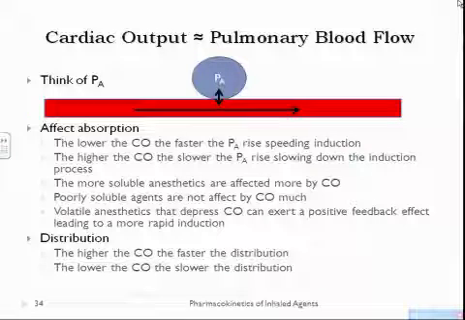Is the anesthetic depth going to change at all? And the answer is no. The gas is not going to go anywhere. It's going to stay in the blood. It's going to stay in the tissues because it's got nowhere to go.